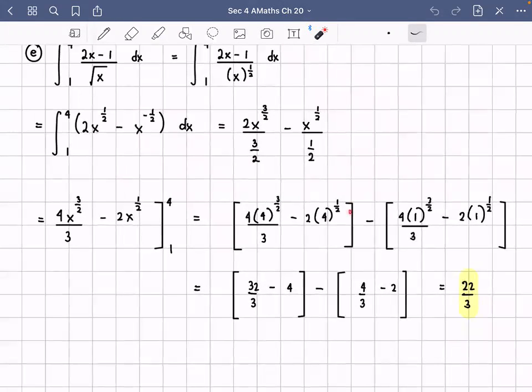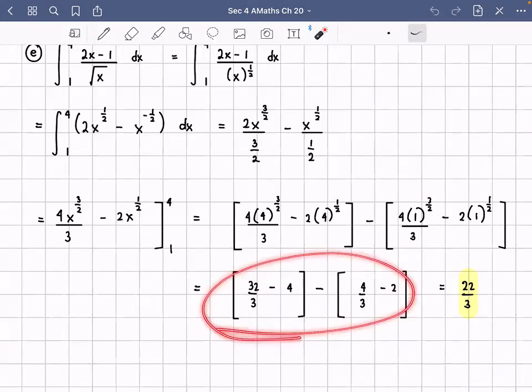So we have the expression, and then we plug in 4 for our upper limit, minus the lower limit. So we plug in 1. And then simplifying this, we'll get 32 minus 4. You can simplify this right away with your calculators, but I just made this step by step. And then minus this one, so you get 4 over 3 minus 2. So answering this, you'll get 22 over 3 as your final answer.